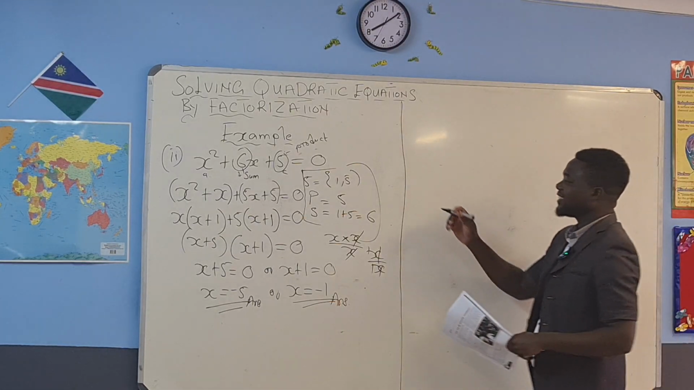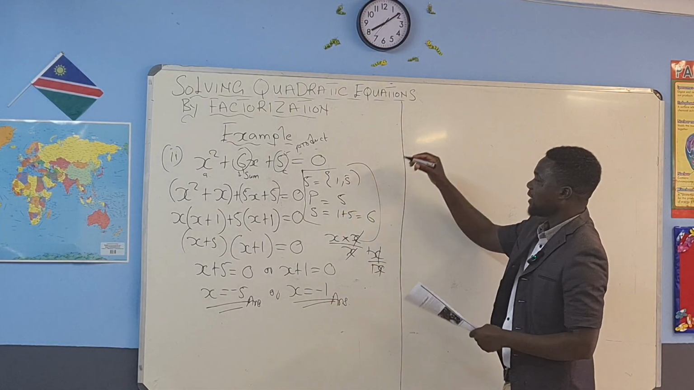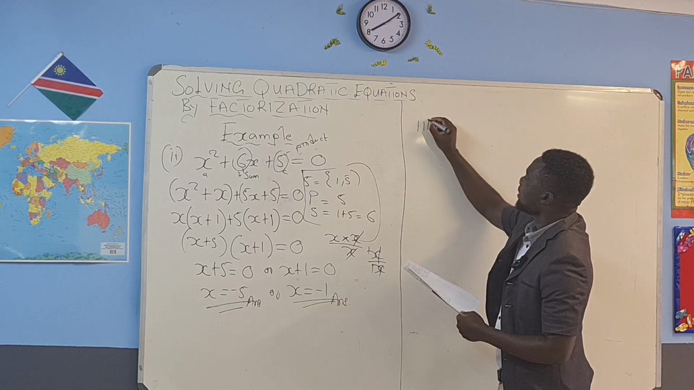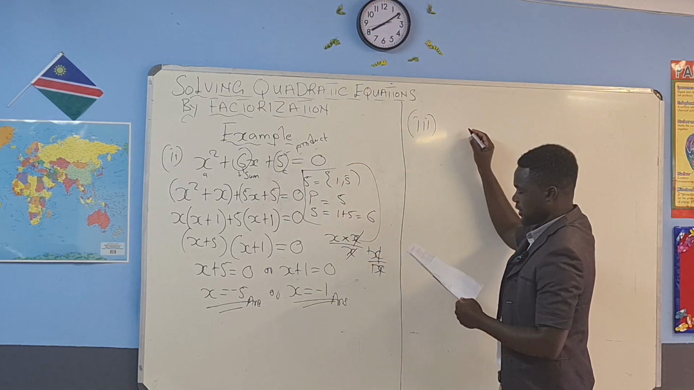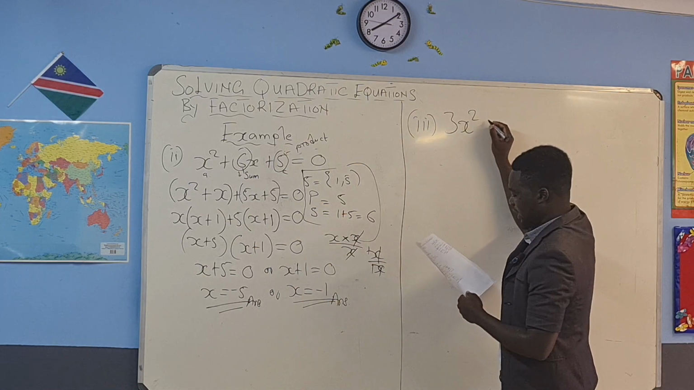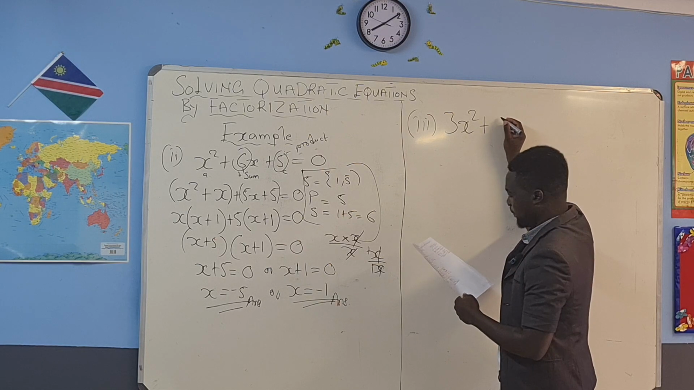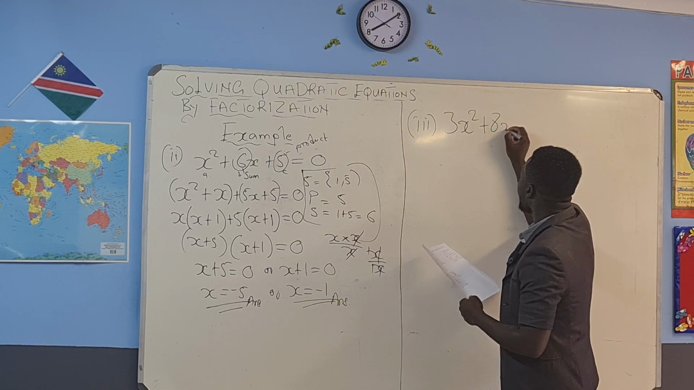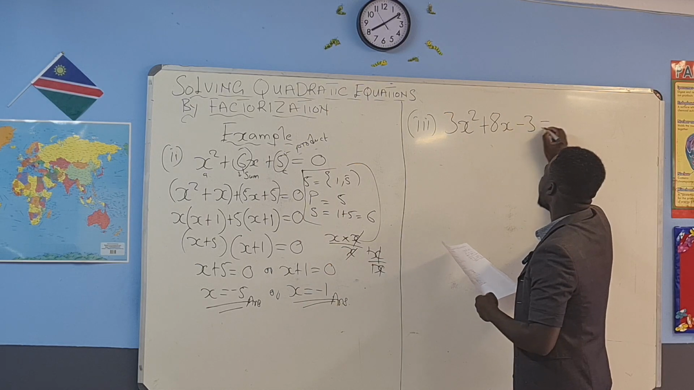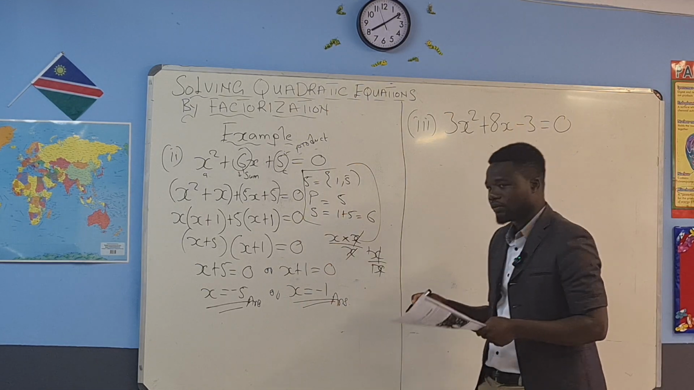Okay, so the second, or the last example, the third one over this, it's 3x squared plus 8x minus 3 is equal to what? 0.